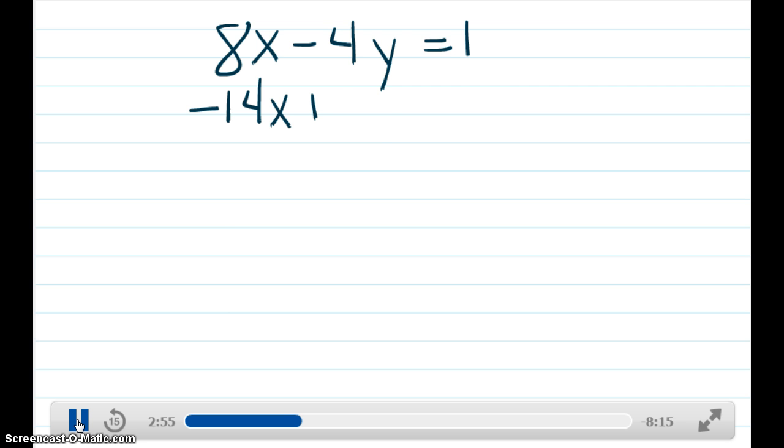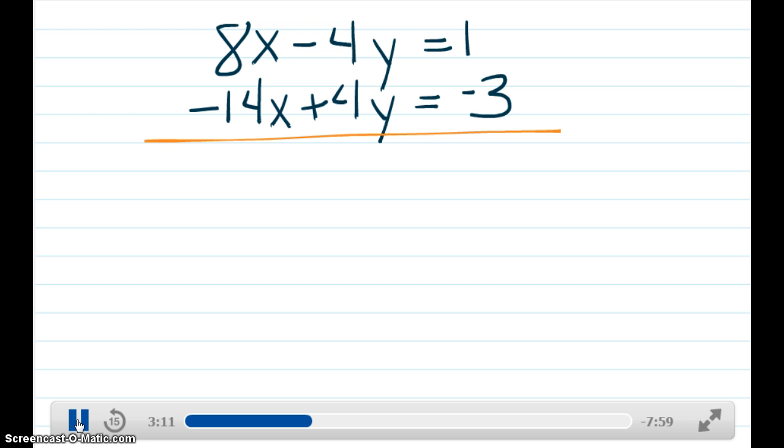Alright, so now let's do another one. So if you see, your next example, we have 8x minus 4y equals 1, and negative 14x plus 4y equals negative 3. So when you look, you should see a positive and negative of the same number again. So when that happens, we can just add. The next problem, we'll have to do something before we add, but we can do the same thing again.